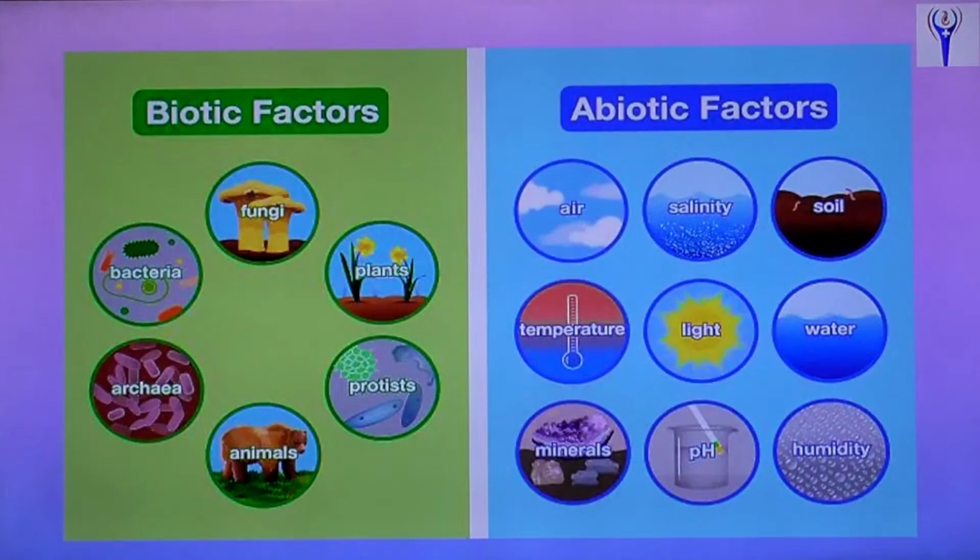Okay, these are the examples for biotic and abiotic. As I said, biotic means living organisms, including fungi, plants, protists, animals, archaea, and also bacteria. Whereas abiotic is non-living things, which include air, salinity. What is salinity? Yes, salt water, extreme salt content, and then soil, temperature, light, water, minerals, pH and humidity.